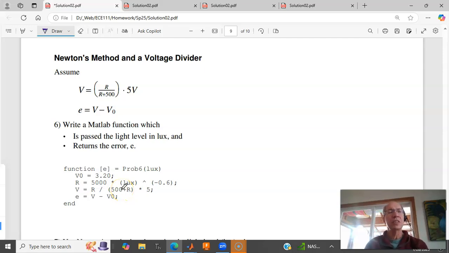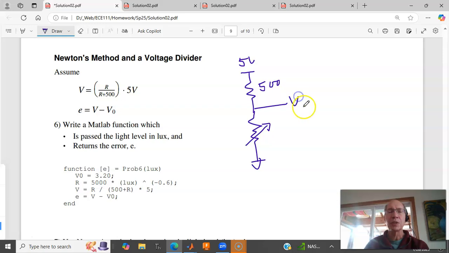Finally, the last one is if I have a voltage divider. What this corresponds to is I have a 5-volt source. I've got a 500 ohm resistor. This is something we'll cover a little bit later. If you want to know where this problem comes from, this is where it is. I've got my light sensor. I'm going to measure this voltage. By measuring the voltage, I know the light level. The way that works is the light level changes the resistance. The voltage divider converts the resistance to voltage.